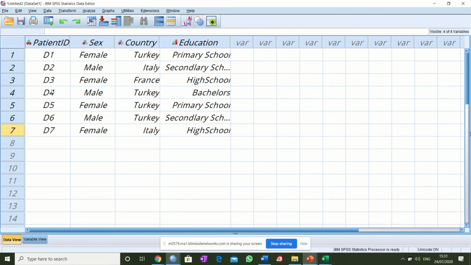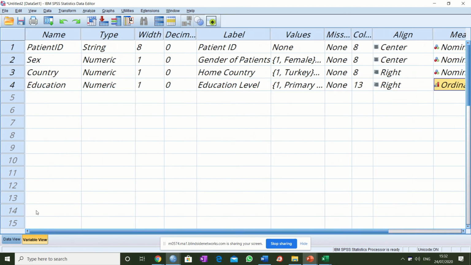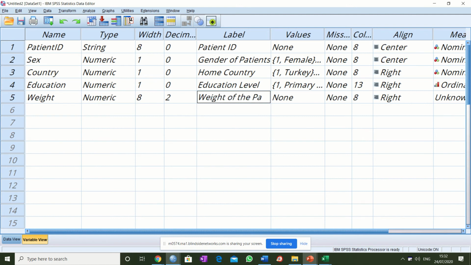We have nominals and we have ordinals. Let us have a scale. Let us say that we need to know the weight of the patient. Weight, so this is numeric. Now, this can be decimal. It's a continuous number and it can be decimal. So this is just information, the weight of the patient.